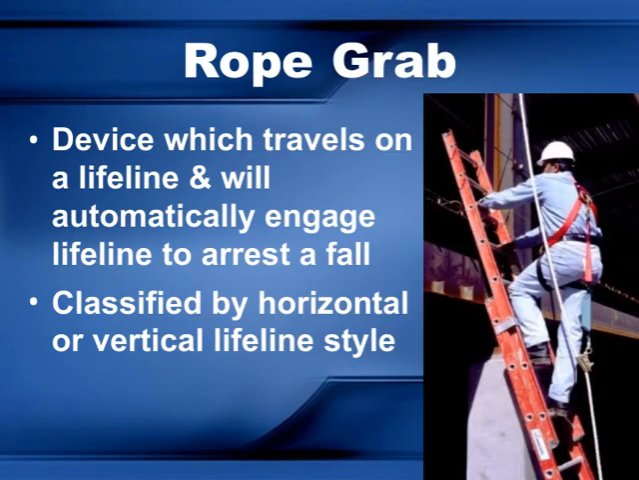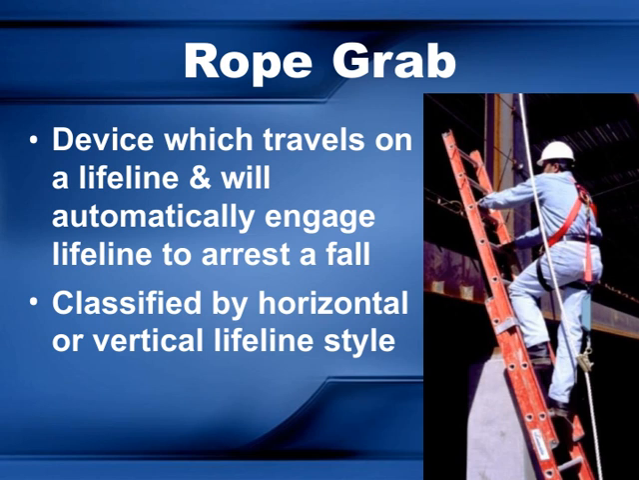Let's take a look at this device that travels along a lifeline and will automatically engage to arrest a fall. Essentially, it's designed to move with you as you work at height, providing a critical safety function. When a fall occurs, this device detects the sudden acceleration and activates the lifeline to stop your fall quickly and safely. These devices are classified based on the style of the lifeline they are used with, either horizontal or vertical. This classification helps ensure that the right device is used for the specific type of work environment.